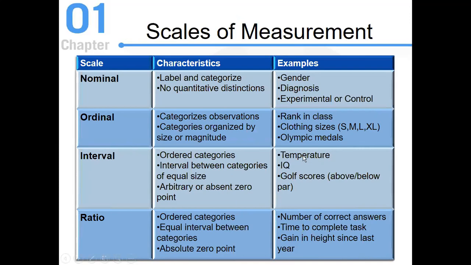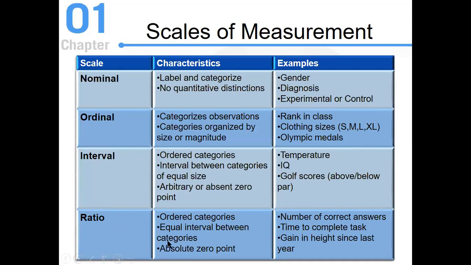Think about temperature. A 0-degree temperature doesn't mean the absence of temperature, it just means it's really cold outside. A 0 IQ score doesn't mean that you know nothing, it just means that you didn't do well on the test. In an interval scale, we're dealing with numbers, but the 0 point is arbitrary. A score of 0 on that variable does not reflect the absolute absence of that variable. Just think of 0 degrees. It's still cold outside, that's still a valid temperature.